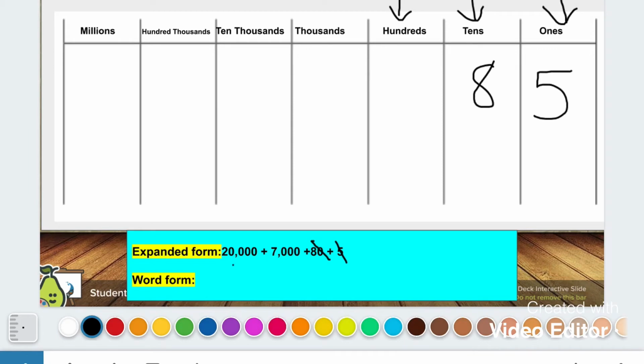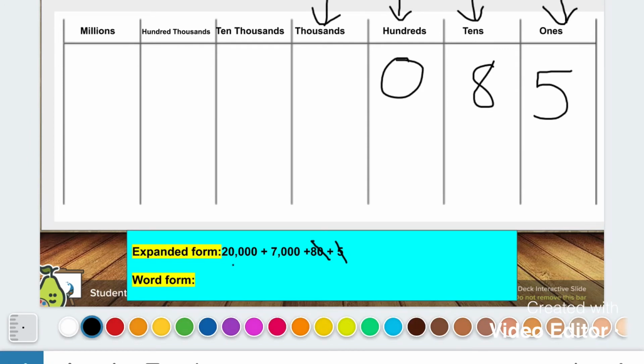What about the hundreds place? Do we have any numbers here that represent the hundreds place? No, we don't. We have 20,000 and 7,000. None of those are in the hundreds place. So we're going to skip the hundreds place and move to the thousands place. But before we do, because we don't have any hundreds, what should we put here? You guys read my mind. Absolutely. We're going to add a 0. If we don't have a number, we put a 0.